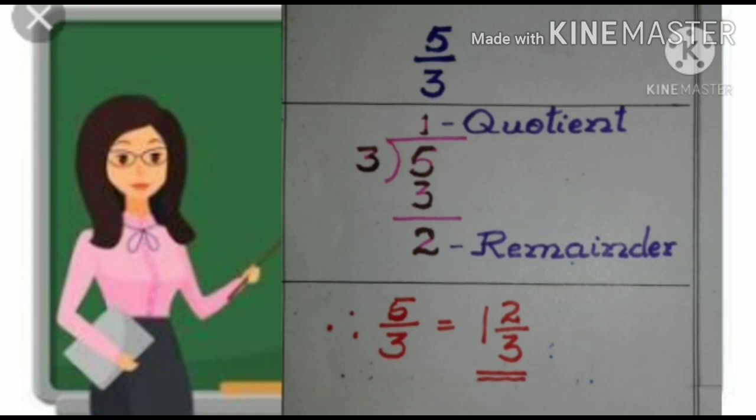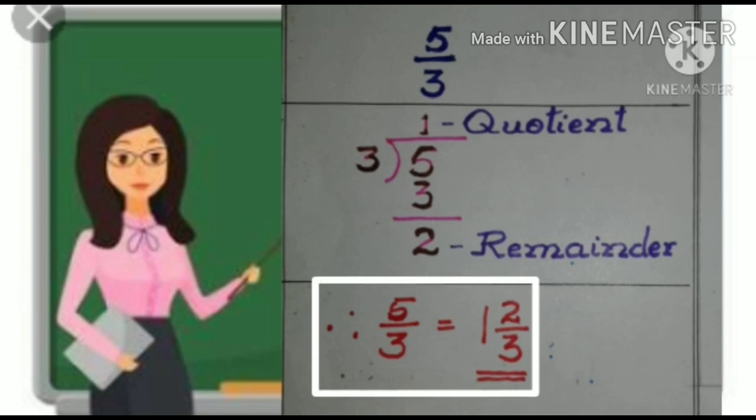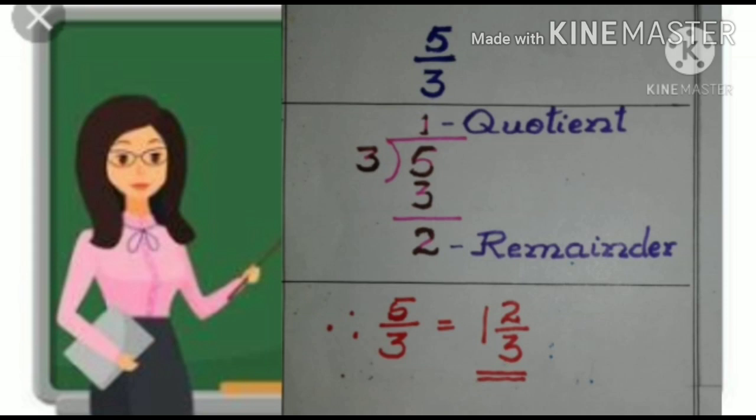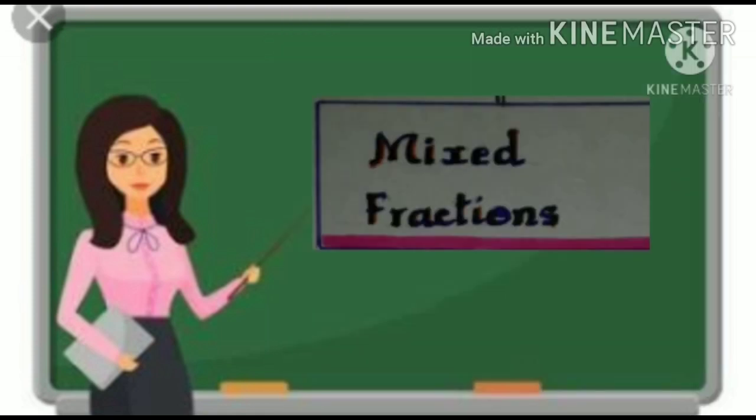3 one times is 3 and 2 remains. Now write the quotient 1 as a whole number, the remainder 2 as the numerator and 3 as the denominator. Therefore, 5/3 is equal to 1 2/3. So, now we know that another method of writing an improper fraction is as a mixed fraction.